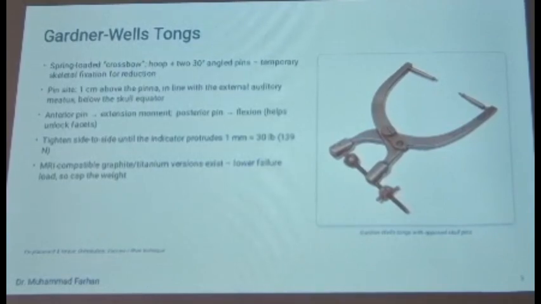Usually these pins are applied 3 to 4 centimeter above the external auditory meatus, at the temporalis muscle. When this is in the neutral position, and when we want to achieve some flexion, then the pins can be applied 2 to 3 centimeter posterior to these pin locations. And when we want to achieve some extension, then these pins can be applied anteriorly approximately 2 to 3 centimeter.